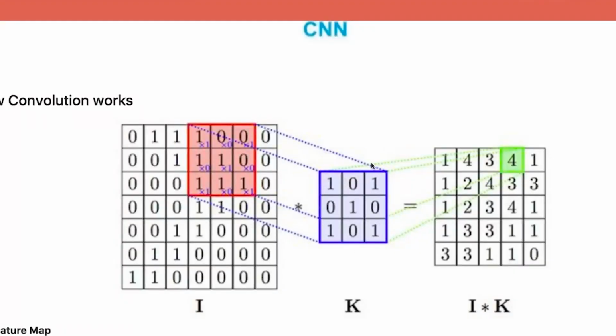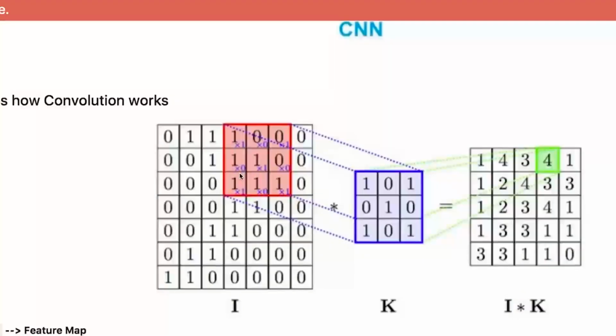This kernel will move over the image matrix like this. First it will go from left to right, then from top to bottom, and it will produce values. This is what typically happens in a convolution layer. There will be a kernel, maybe of a smaller size, maybe 3 by 3, and there will be a dot product between the image matrix and the kernel. What you get after the dot product is the feature map, or the convoluted map.